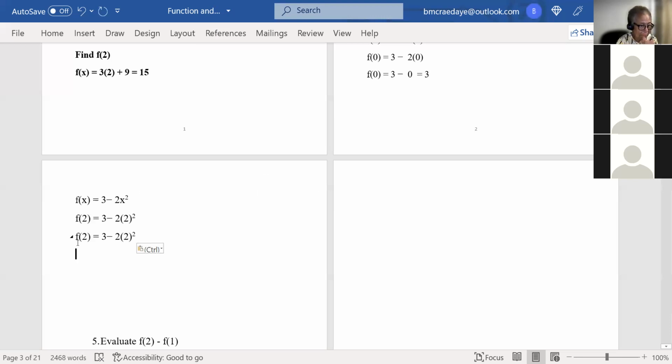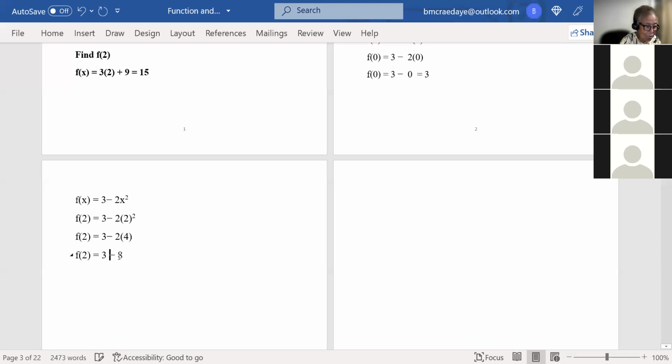2 squared equals 4. That's right. So let's put a 4 here. And we squared it, so we can take out that square. Okay, and what do you get, Latoya? What's 2 times 4? 8 minus 3. So that's 3 minus 8. What's 3 and a minus 8? A minus 5. That's it.